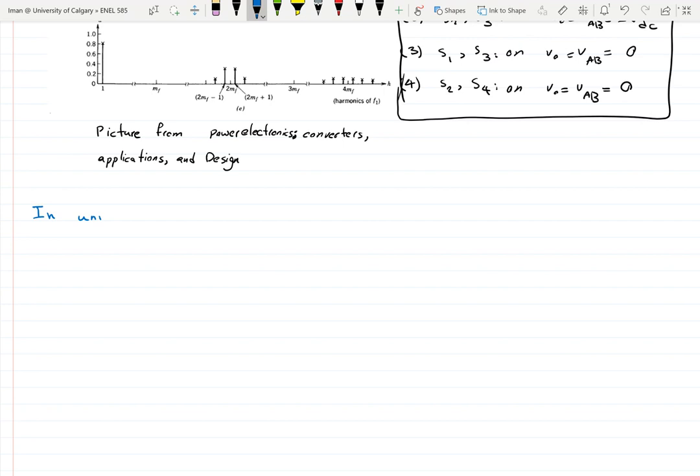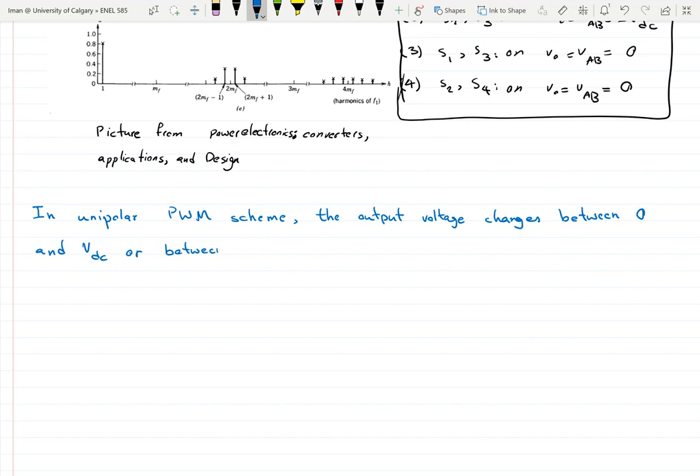Now in unipolar PWM scheme, the output voltage changes between 0 and VDC, or between 0 and minus VDC.